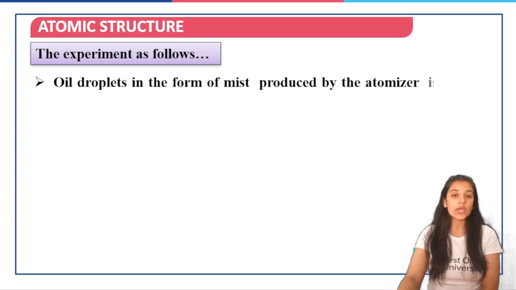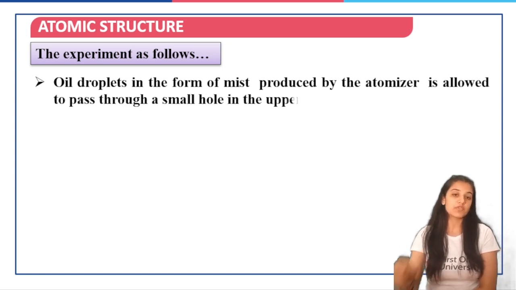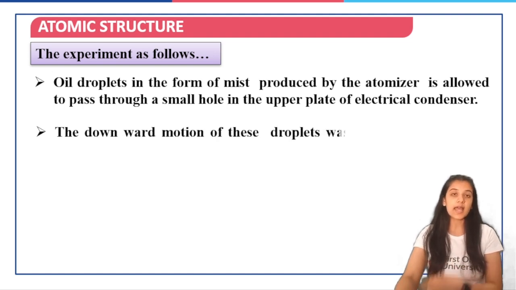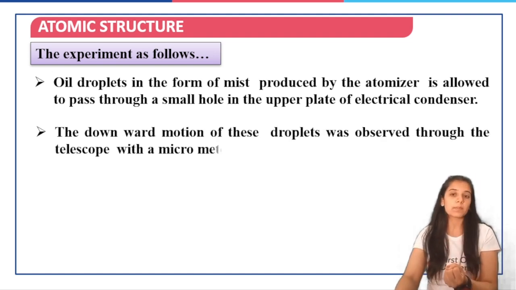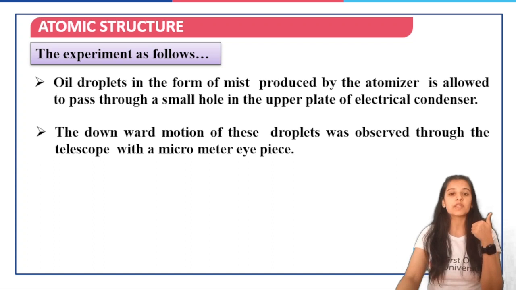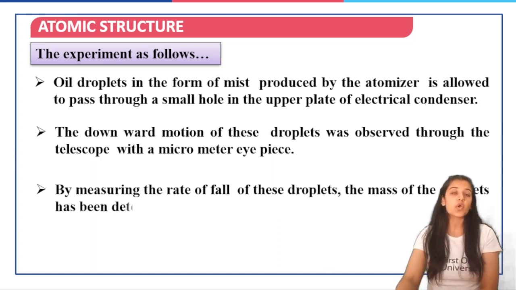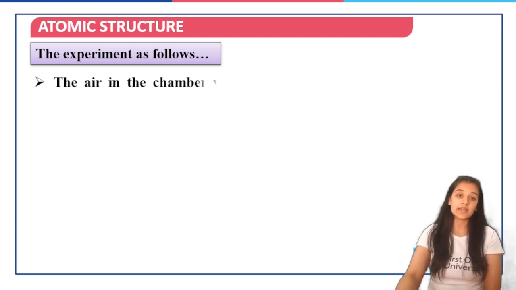The oil droplets were produced in the form of mist by the atomizer, and they were allowed to pass through a small hole in the upper plate, which was positively charged, of the electrical condenser, and the downward motion of the oil droplets was observed through the telescope with a micrometer eyepiece. By measuring the rate at which these droplets were falling, the mass of the droplets was determined.